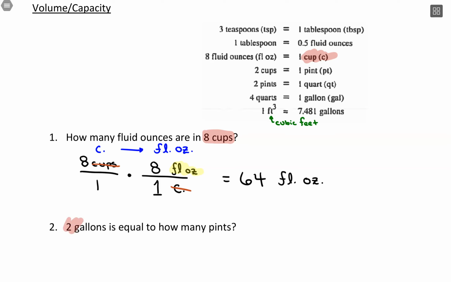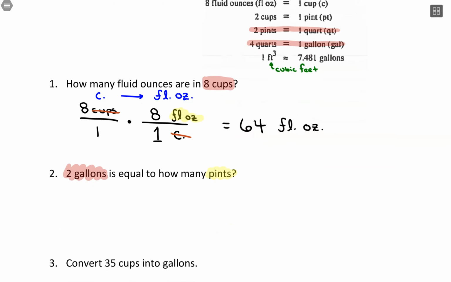This next one: 2 gallons is equal to how many pints? If I look for gallons, there's this gallons relating to cubic feet. That's not going to do us any good. But we have this gallons and quarts working together. And then we can see quarts and pints. So I start to get this idea of, okay, I'm starting with gallons. We can change that to quarts. And then we can change that to pints. So I start to see a path I can follow there.